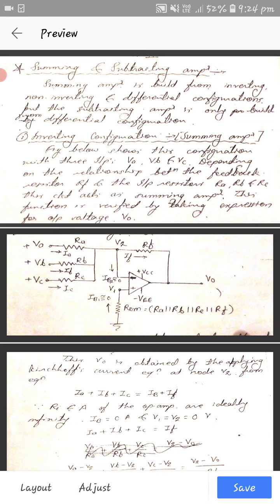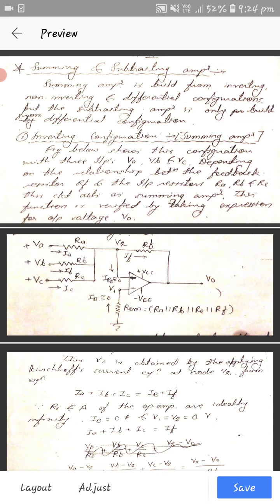A summing amplifier, or adder, performs addition of the different input voltages. This circuit is built from the inverting configuration of the operational amplifier, the non-inverting configuration, as well as the differential configuration of the operational amplifier.